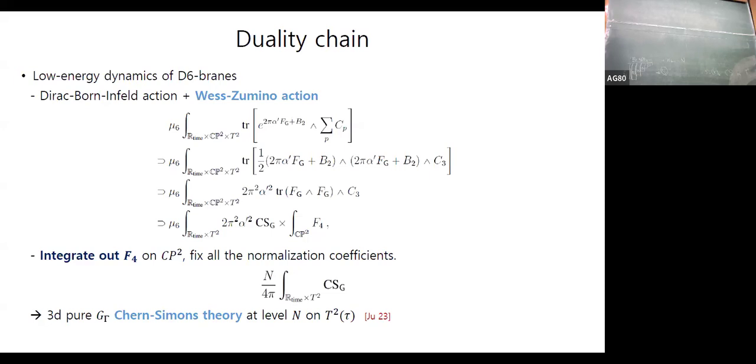F integrated out. You have Chern-Simons 3-form times 4-form, and you integrate that 4-form on CP2. It will give you N. And you can carefully fix all the normalization coefficients. We'll have Chern-Simons theory at level N on the torus. This is the torus I get from this absolute and TDO. So you have the 3D pure Chern-Simons theory of, let's say, SU(K) at level N on the torus.